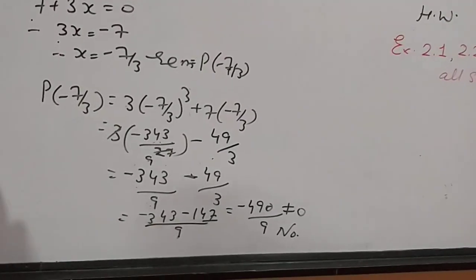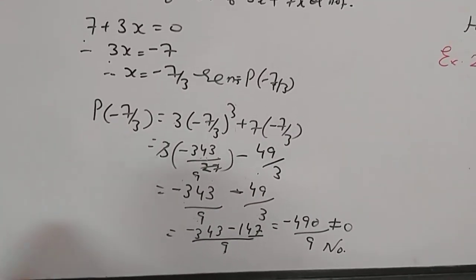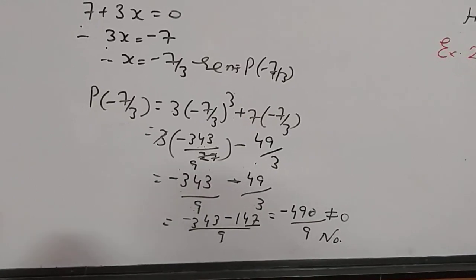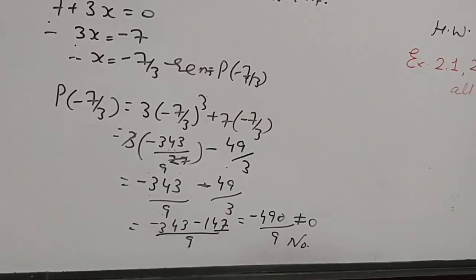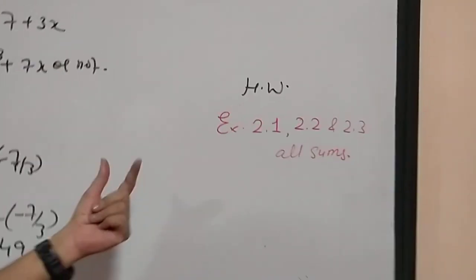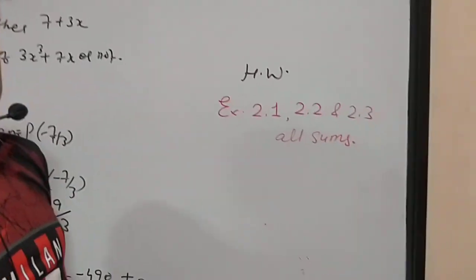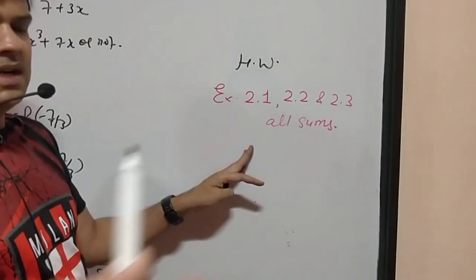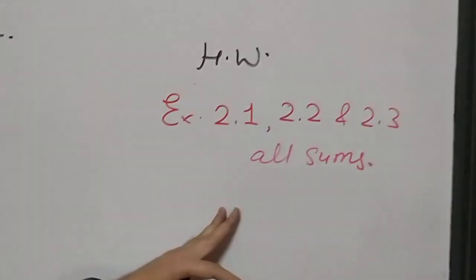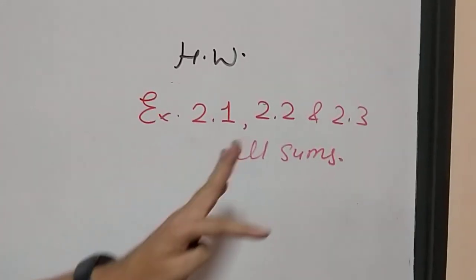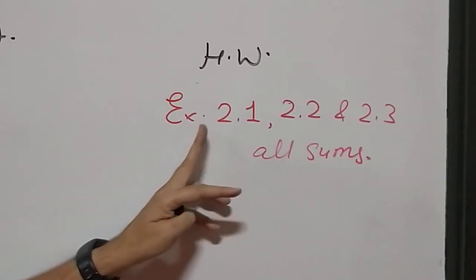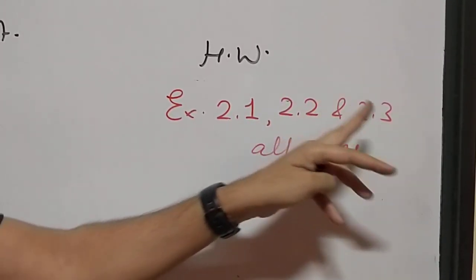So this chapter is completed up to exercise 2.3. So your homework is this. You have to do the whole exercise 2.1, 2.2 and 2.3. Most of the sums we did, but you have to do the remaining sums also. Means you have to do the whole exercise 2.1, 2.2 and 2.3.